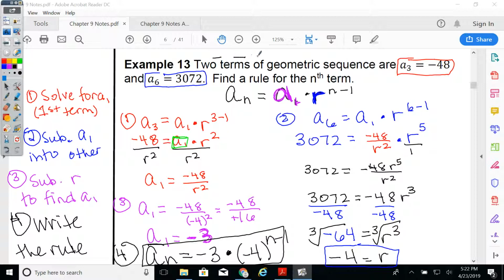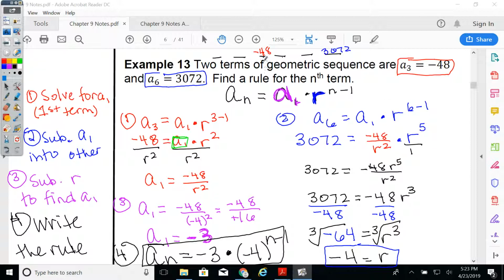All right, the other way that I've seen is with the little spaces. So 1, 2, 3, 4, 5, 6. And you put this one in the third space, negative 48. And you put this one in the sixth space, 3072. What you cannot do is you can't just subtract the 2 and then divide by 3. That would be an arithmetic sequence. It works for arithmetic. It does not work for geometric.